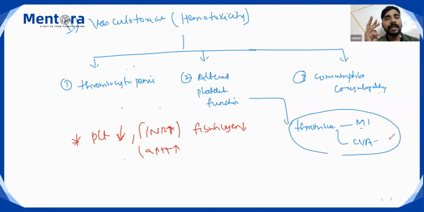So in hemotoxicity, it can cause three types of manifestations. One is thrombocytopenia by destroying the platelets. Or they can alter the platelet function and lead to more and more platelet aggregation and thrombus formation, so they're more at risk of MI and CVA. And sometimes they also cause consumptive coagulopathy, where they activate clotting factors and the clotting factors get utilized very rapidly, so they lead to bleeding. So when you're doing investigations, you can see low platelet count, and because of consumptive coagulopathy, elevated INR, elevated APTT, and decreased fibrinogen.